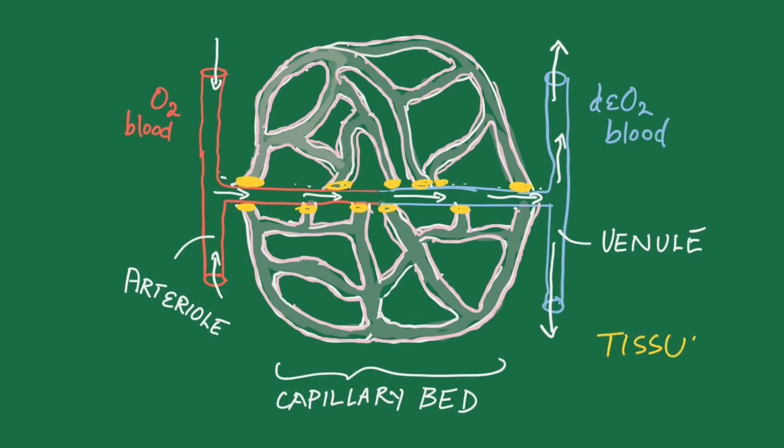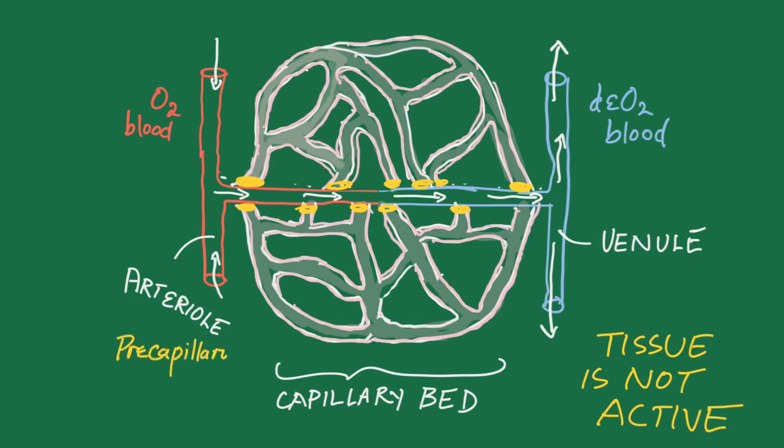Here's what we can conclude from this capillary bed. This tissue is not active, therefore it does not need nutrients and oxygen as much as an active tissue, and so precapillary sphincters are closed.